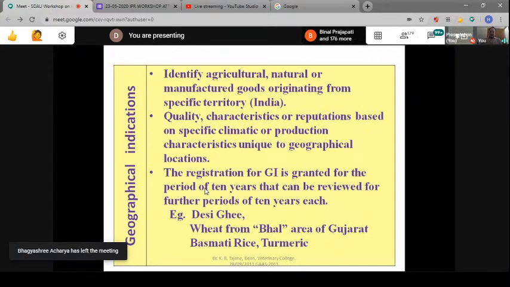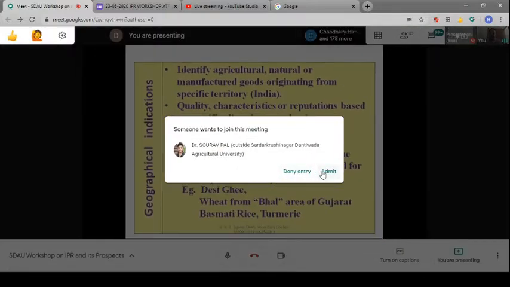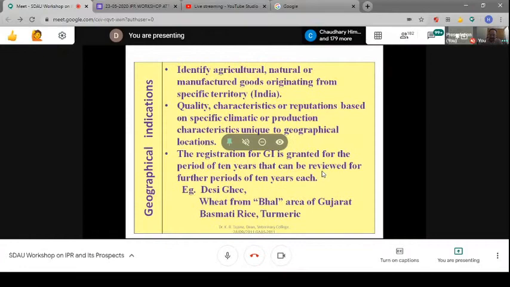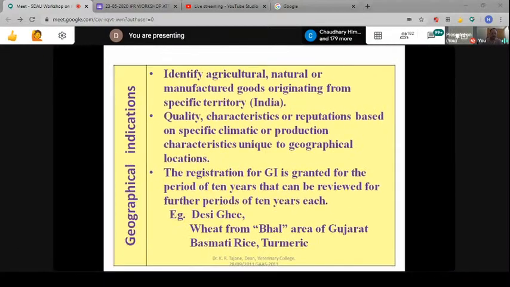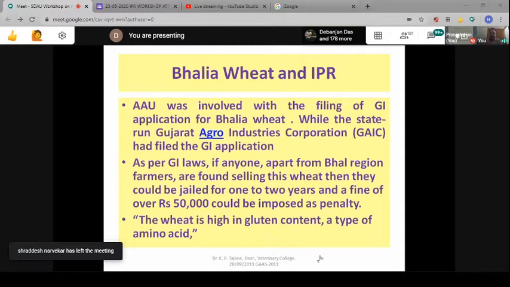For example, take Darjeeling tea. It has a GI tag. If you are growing tea in Kerala or Karnataka and selling it as Darjeeling tea, then it's a violation of the Geographical Indication Act. You cannot put the GI mark or trademark of Darjeeling tea. So it is very important for all of you to understand that this kind of property, this kind of agricultural crop, this kind of livestock breed can be protected using geographical indications.